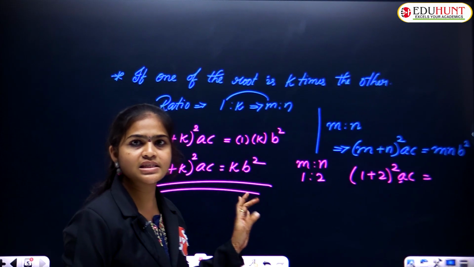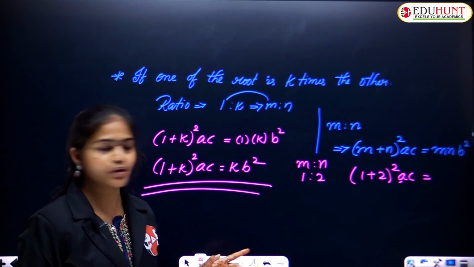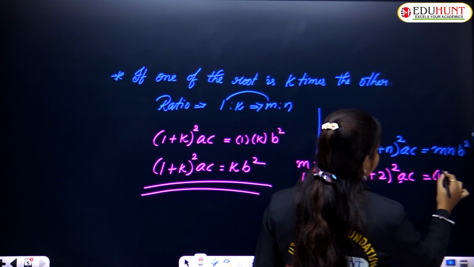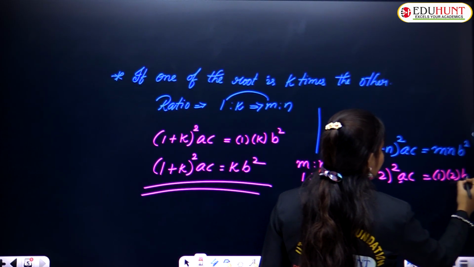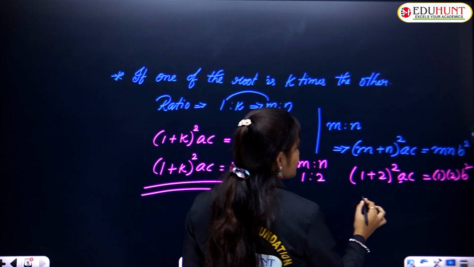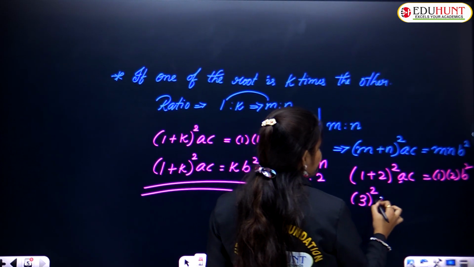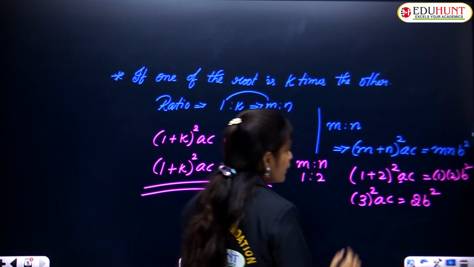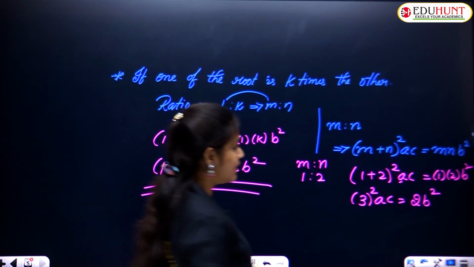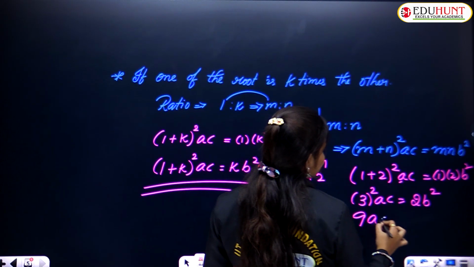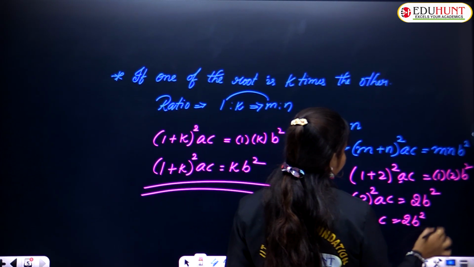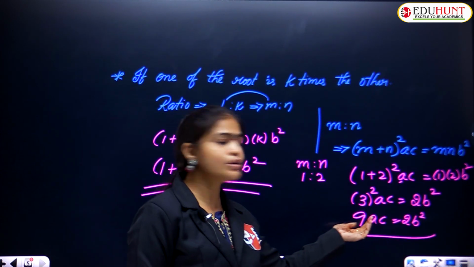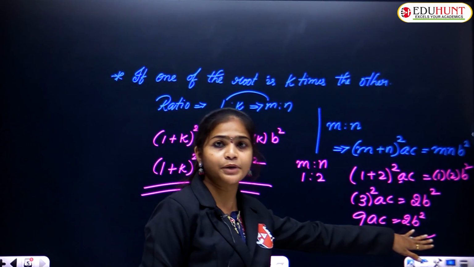But this kind of question, they will directly give that equation. So (1 + 2) whole square into AC is equal to 1 into 2 into b square. So 1 plus 2 is 3, whole square, AC is equal to 1 into 2, which is 2b square. So 3 square is 9, so 9AC is equal to 2b square. Clear? So this is the condition. Just substitute the AC values, then we will get that b value.